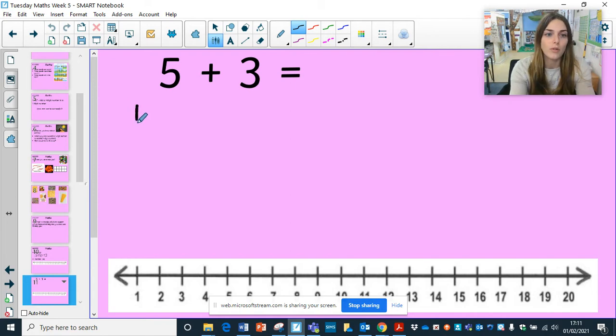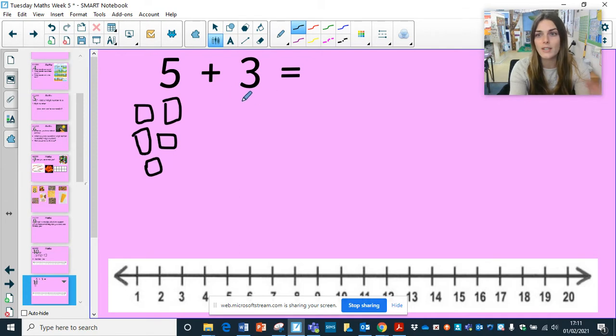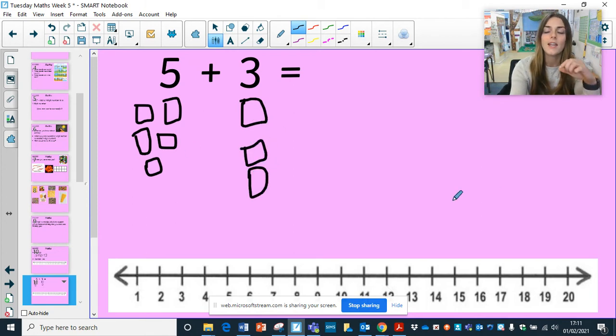So you would draw your 5. So your 1, 2, 3, 4, 5, and then on the other side, underneath my number 3, I would then draw 3. 1, 2, 3. Okay, and then you can count them all together. So you can count 1, 2, 3, 4, 5. Carry on. 6, 7, 8, and then you can write your answer.